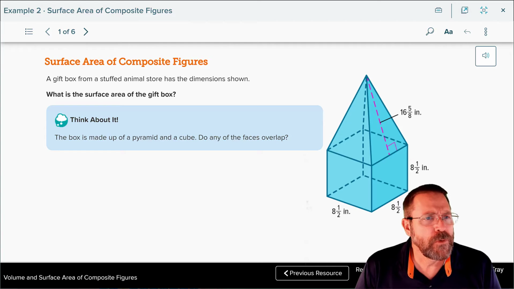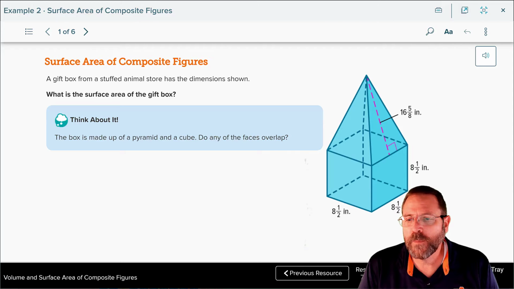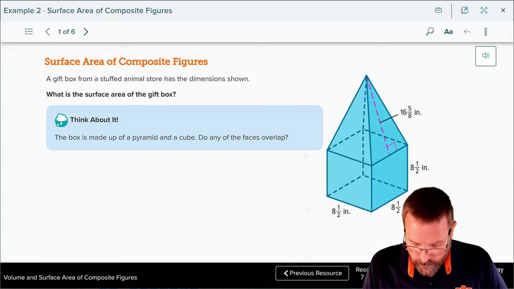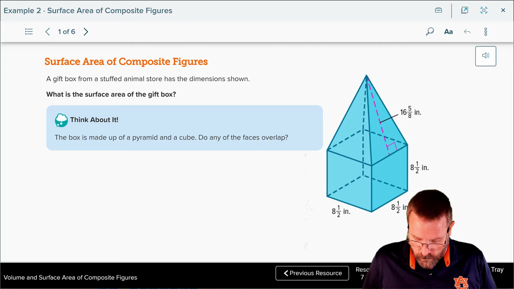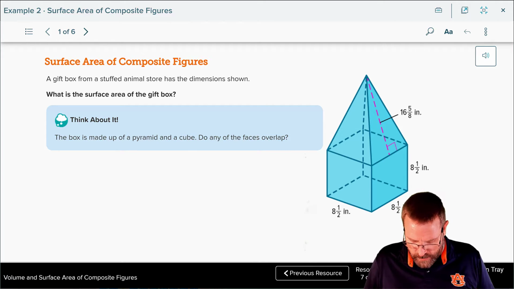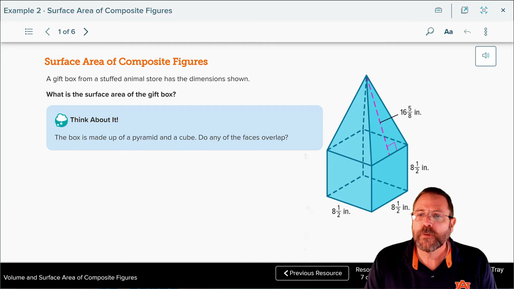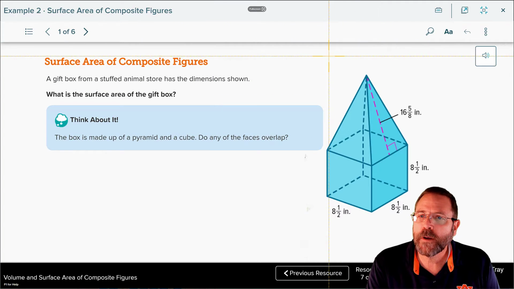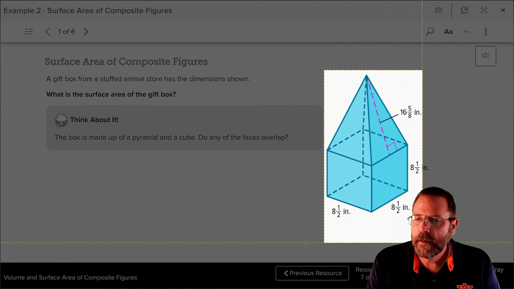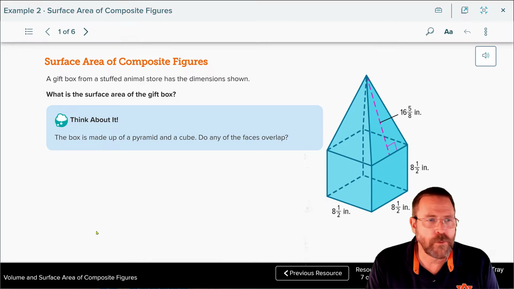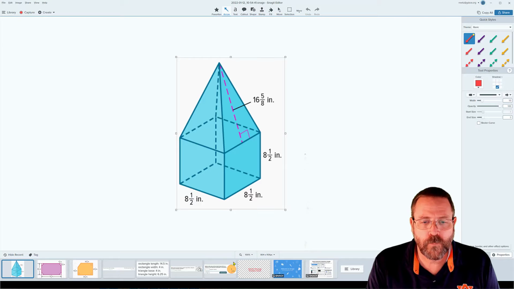We're on example 2 right now, where we have a gift box from a stuffed animal store, and it has the dimensions that are shown in the image. And it wants to know what's going to be the surface area of the gift box. Now this image is one that works pretty good for us because we can see all the sides through the sides. So I'm not going to make a net of it. Instead, we're just going to take our photo of it right here, and we're going to paste it into our worksheet, and then we're going to work it from there.